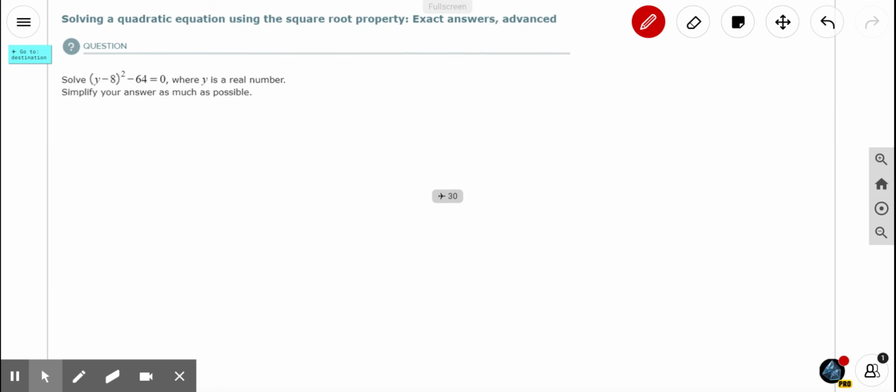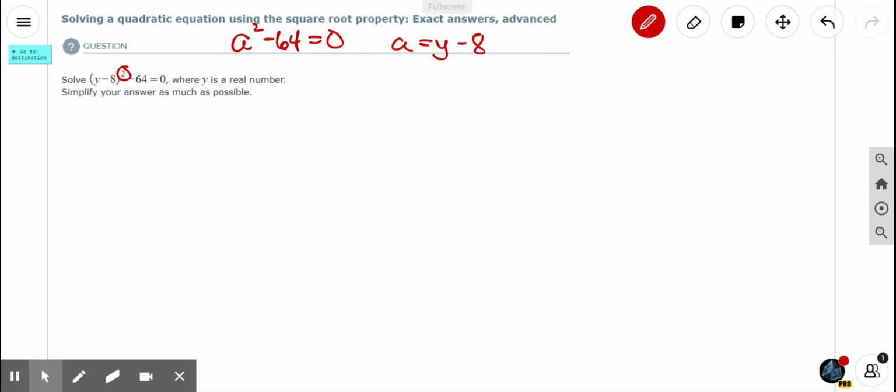Okay, so take a look at what we got here. We have a quantity squared, and you might be tempted to multiply that out, but don't. We're going to use that to our advantage in solving this. We have a number and a quantity squared. Think of this more as if it were a squared minus 64, where a is equal to y minus 8.